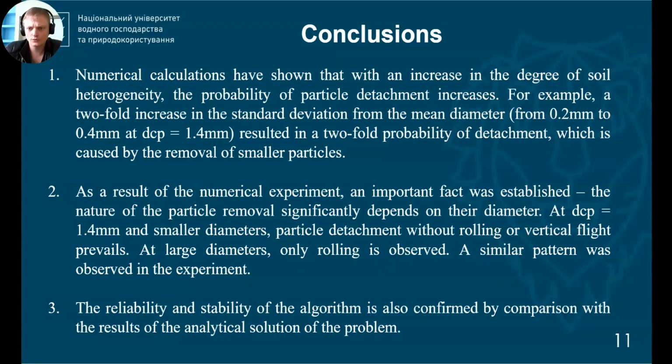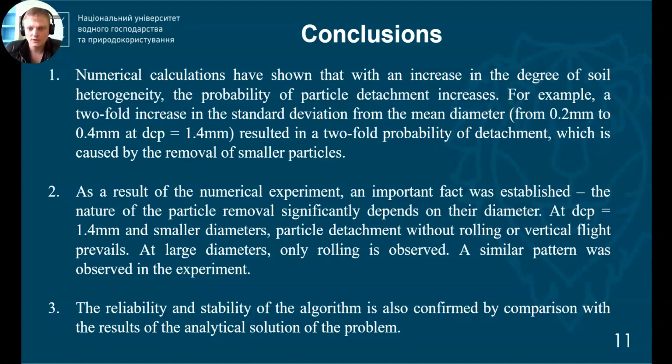For example, a twofold increase in the standard deviation from the mean diameter, from 1.2 to 1.4 mm, at the particle diameter of 1.4 mm, resulted in a twofold probability of detachment, which is caused by the removal of small particles.